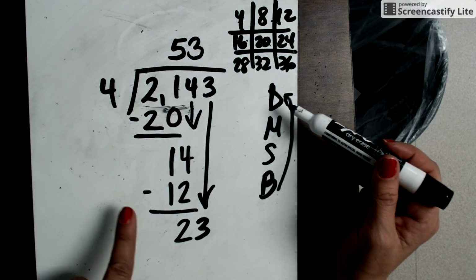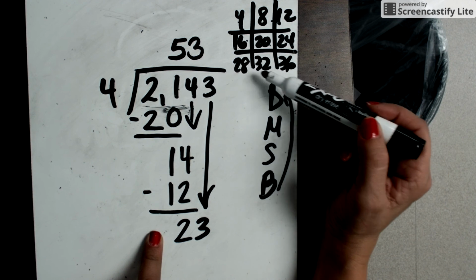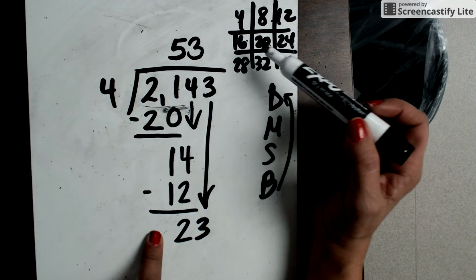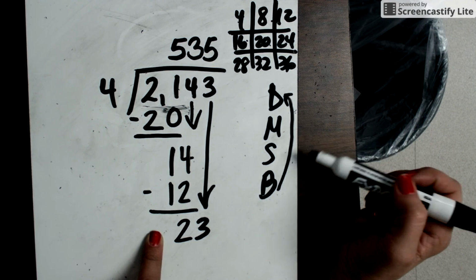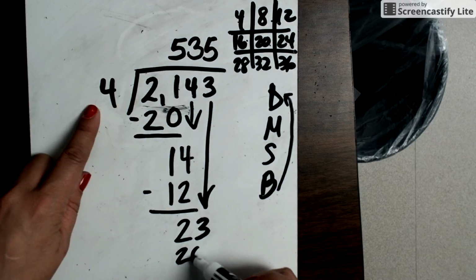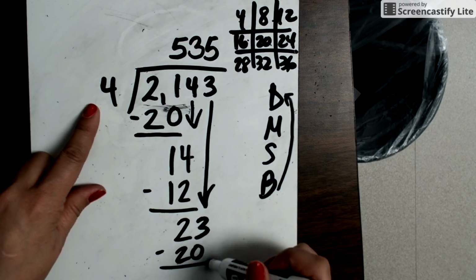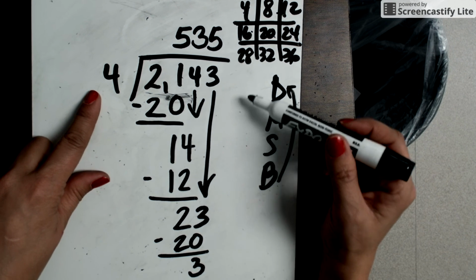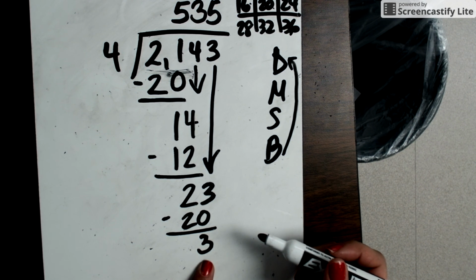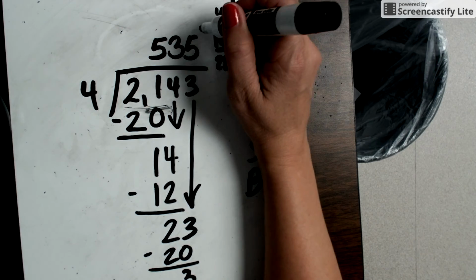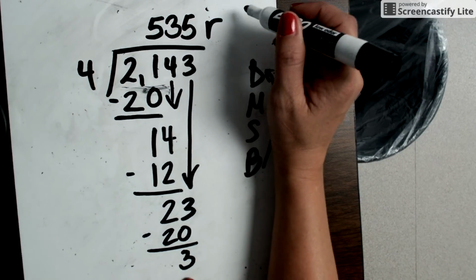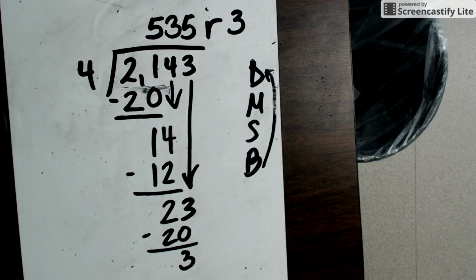23 divided by 4. How many times can 4 go into 23? When I look at my multiples, the closest I can get to 23 is 20. And that takes 1, 2, 3, 4, 5 times. So I write a 5 here. Now I'm going to multiply. I just wrote down a 5. I multiply it by the divisor. 5 times 4 is 20. Then I subtract those two numbers, 23 minus 20, and I get 3. Bring down. I don't have any other digits in my dividend to bring down. I have 3 remaining. So the 3 that I have left is my remainder. So my answer is going to be 535 with a remainder of 3.